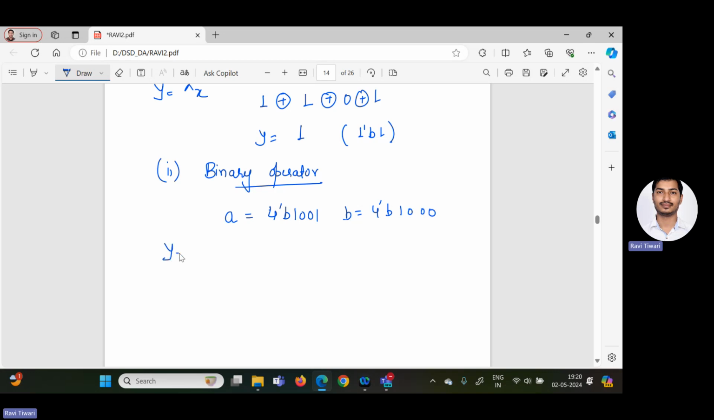For example, it's this one. And we have to find y is equal to a OR b. So what will it do? It will be a bitwise operation. It will write a is equal to 1001 and b is equal to 1000, and it will perform the OR operation. So 1 OR 1 will give you 1, 0 OR 0 will give you 0, 0 OR 0 will give you 0, 1 OR 0 will give you 1. So in the result you will get y is equal to 4'b1001. Clear?